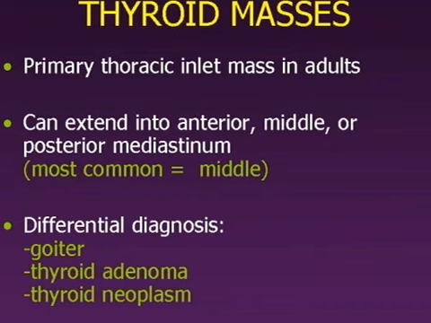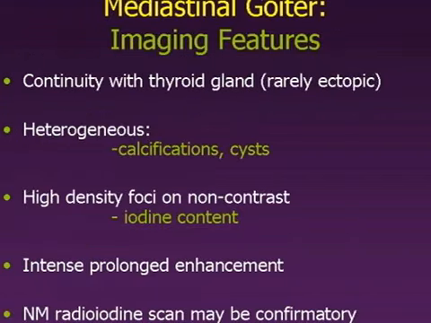The differential diagnosis includes basically all causes of thyroid masses, including adenomas and neoplasms. The trick is to document continuity with the thyroid gland, the normal gland that should be in the thyroid bed, because in fact, ectopic thyroids are quite rare. They're generally heterogeneous with calcifications and cysts, and they will be of high density even prior to the administration of intravenous contrast because of their inherent high iodine content.